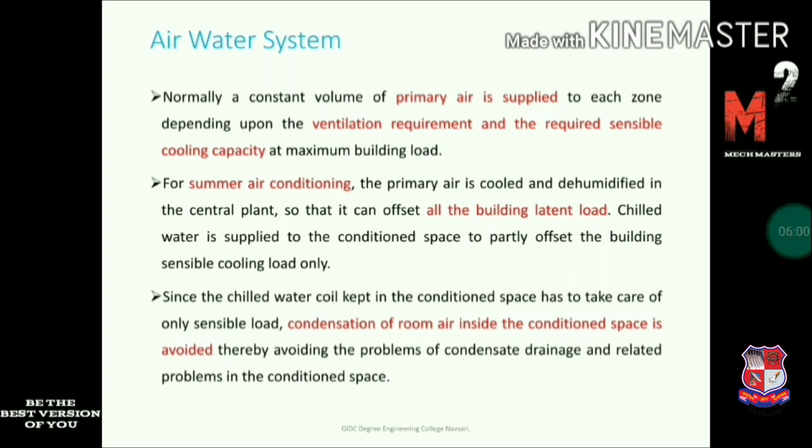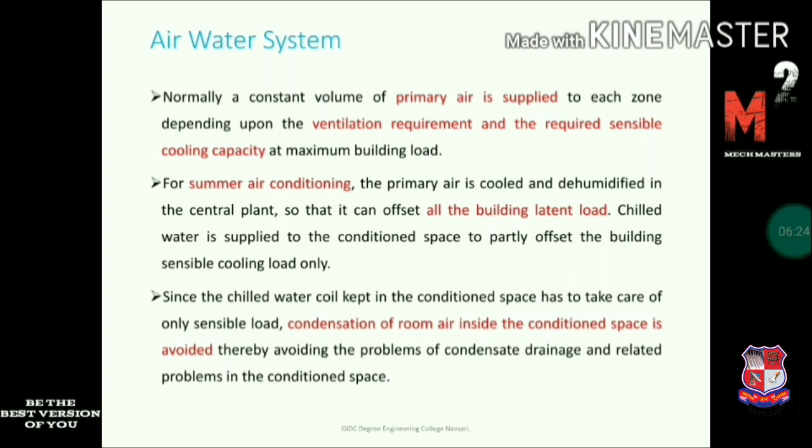There is no latent heat load transferred to the secondary water. The chilled water is supplied to the conditioned space to partially offset the building sensible cooling load only. So we transfer only sensible load to the water line. Since the chilled water coil kept in the conditioned space has to take care of only the sensible load, condensation of room air inside the conditioned space is avoided.